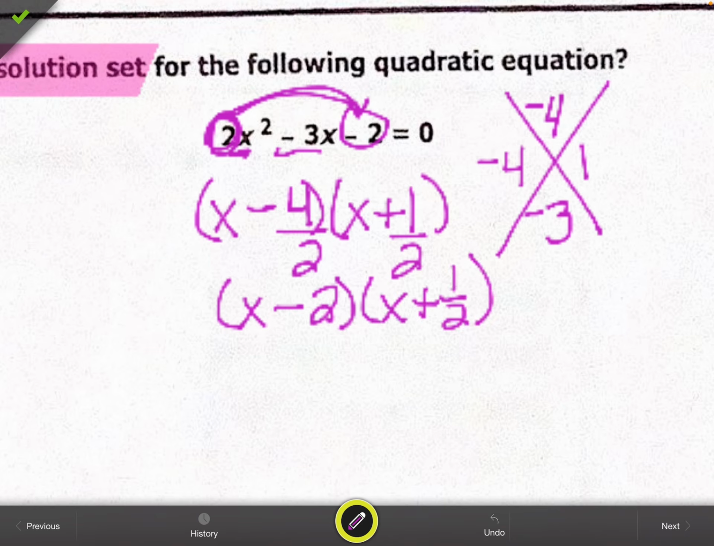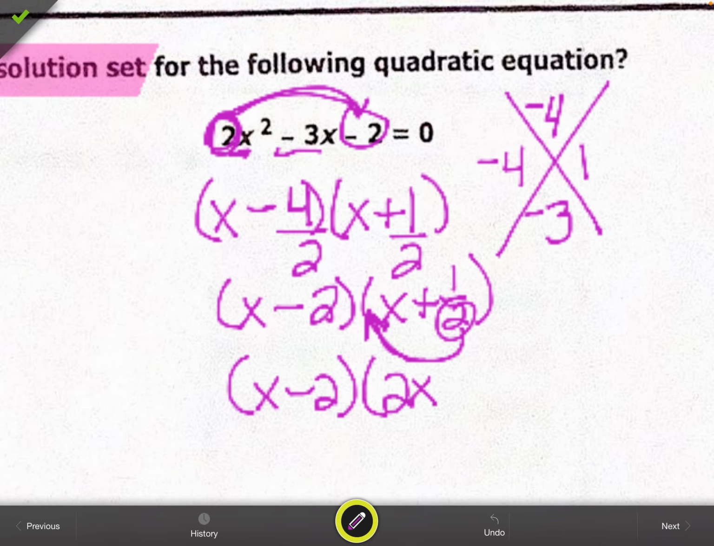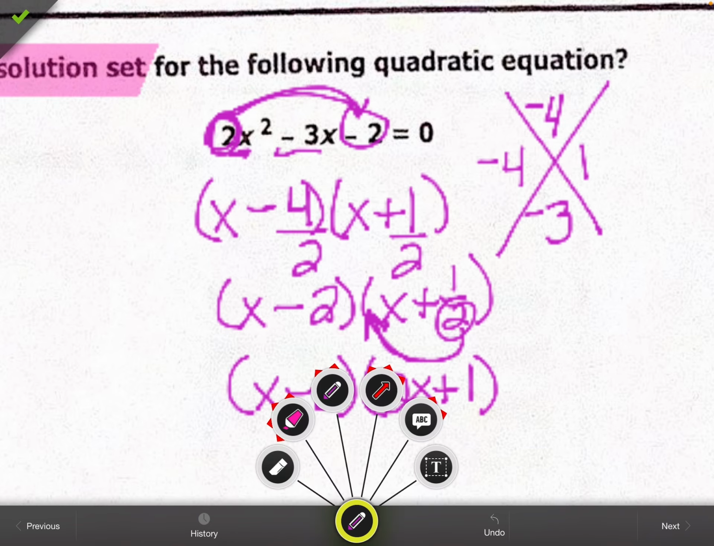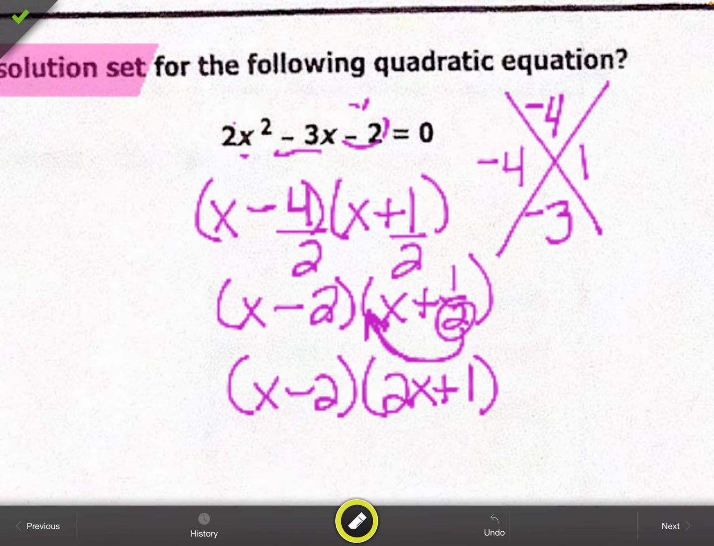So slide, divide, bottoms up. That just means if you have a fraction still in your parentheses, then you're going to take it and kick the bottom number in front. So the x minus 2 is good to go. But that 2 down here is going to kick up, bottoms up, and so this becomes 2x plus 1. So now we have factored the 2x squared minus 3x minus 2.